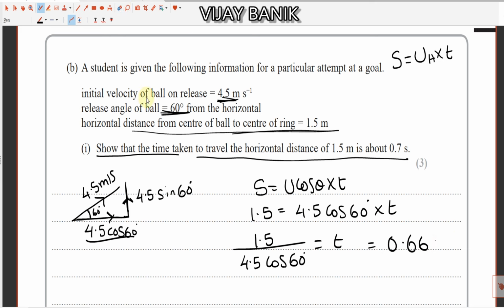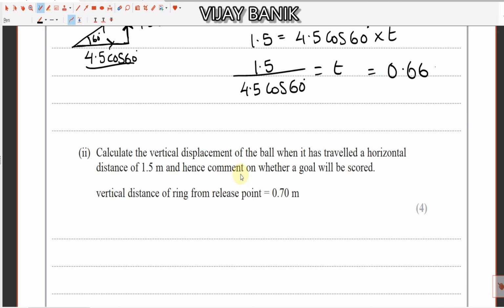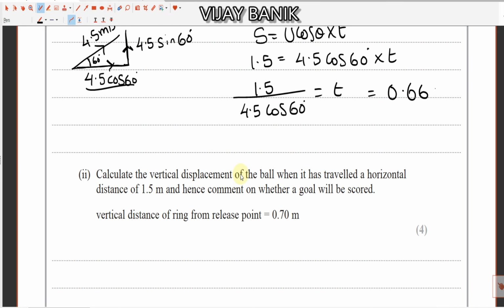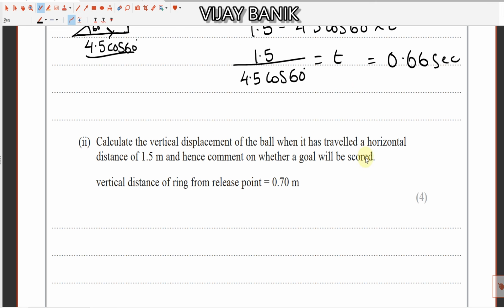Next, calculate the vertical displacement of the ball. Now we know that if horizontally it traveled for 0.66 seconds, vertically it must also have taken 0.66 seconds. Now the ring is around 0.7 meters high. If your ball is below that, the goal is not scored. If your ball is too far above that, the goal is not scored. There is no score over here. I don't know whether I'm right to say the word goal, since it's basketball. Let me say the word scored. There is no score over there.